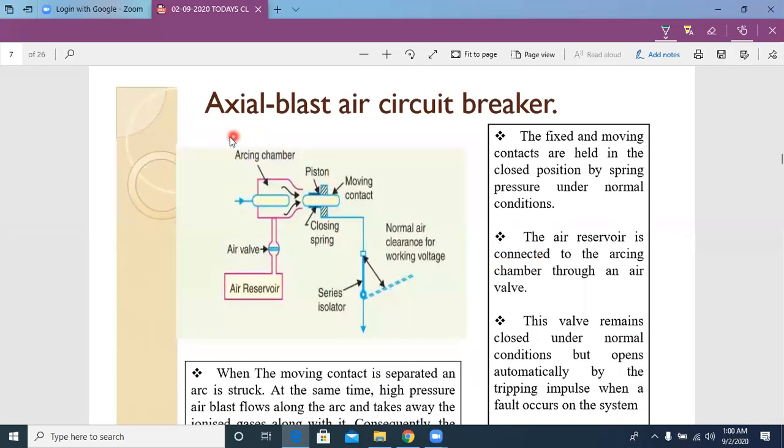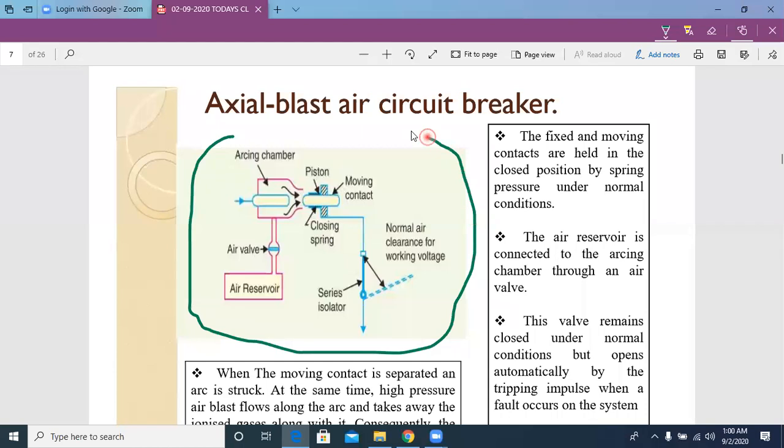Here is a simple view of an axial blast type of circuit breaker. In this diagram we can see the arc chamber. In this arc chamber we place the circuit breaker contacts. Assume one is the moving contact and the other is the fixed contact. When these two contacts open, an arc is struck between them.